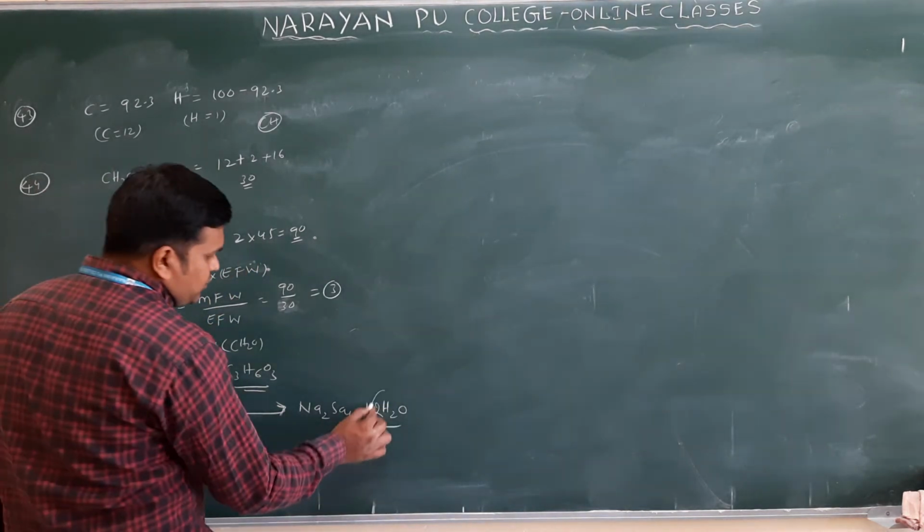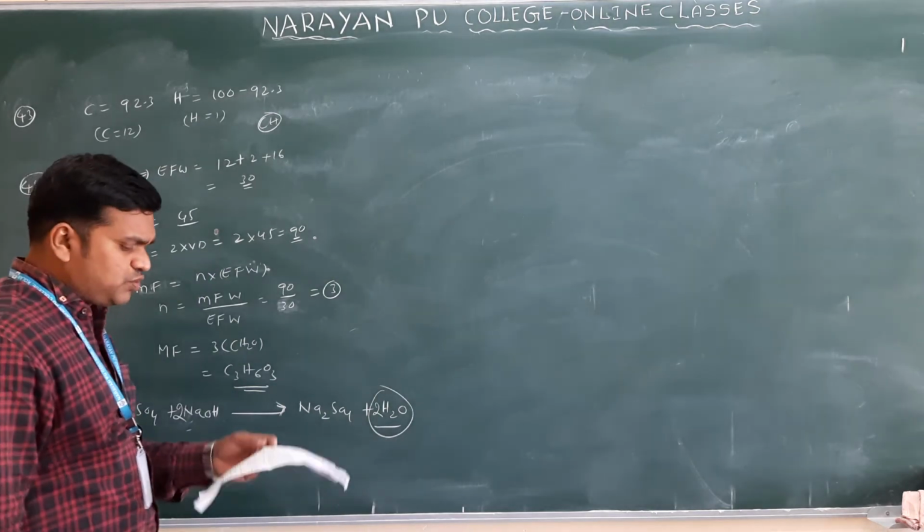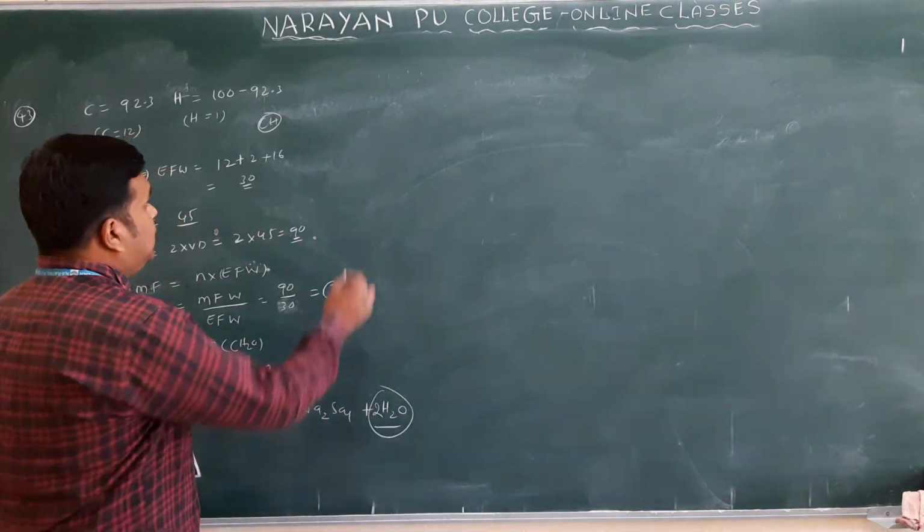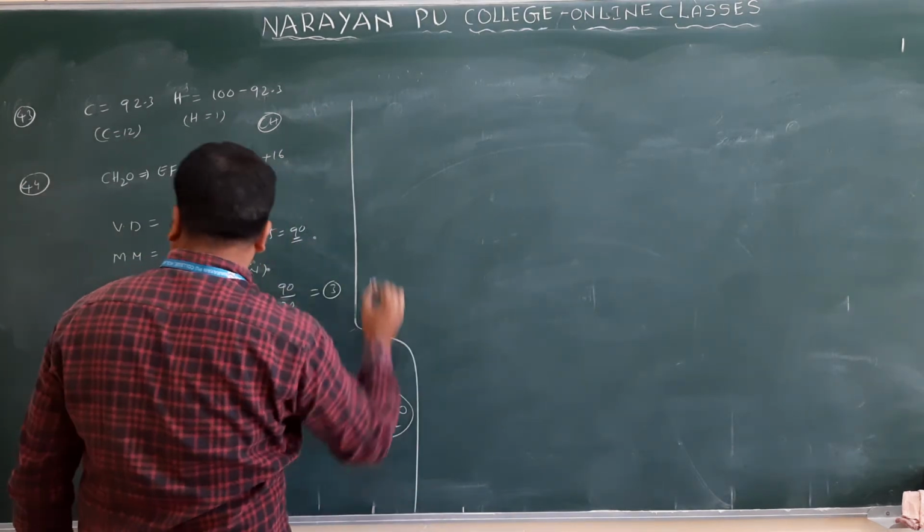How many moles of water is formed? Only 2 moles of water is formed. So you will take option 1 for this question.